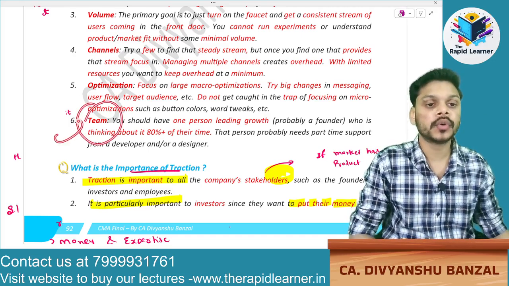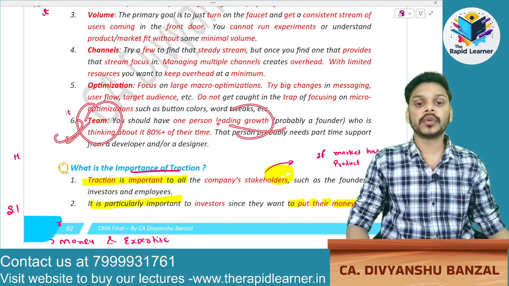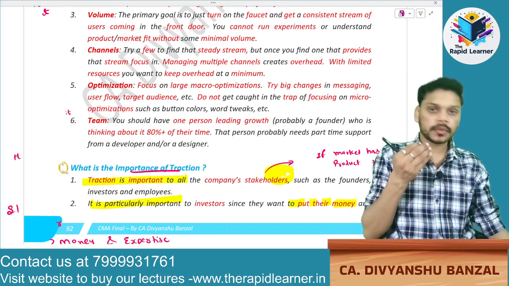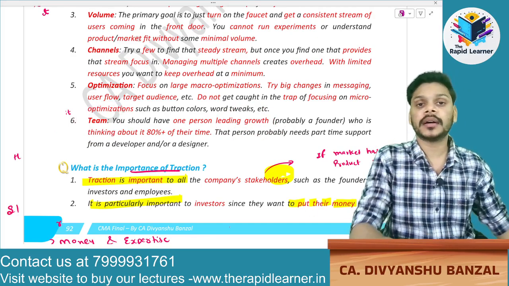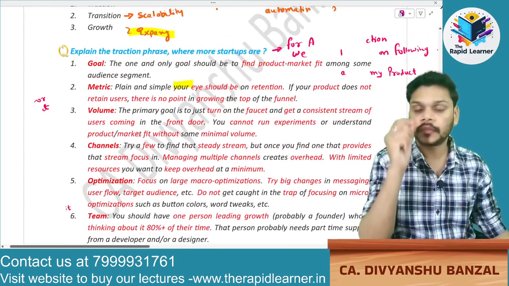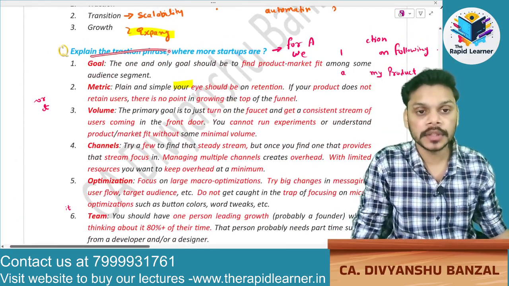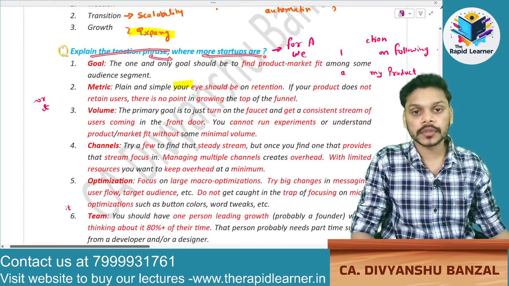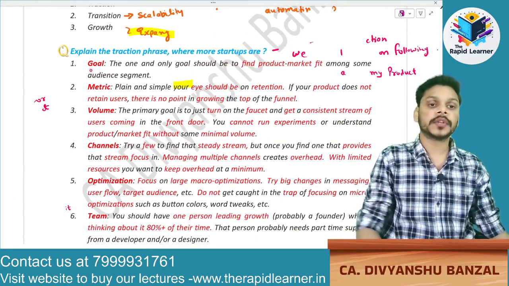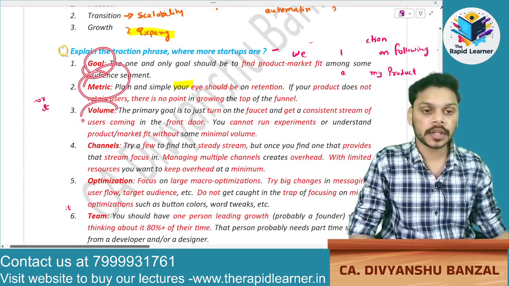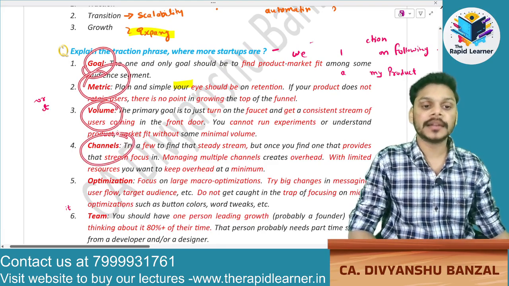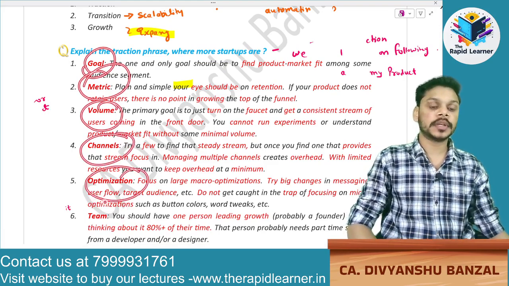Okay. Team. We don't have a skilled team. Okay. We don't have a leader. So to get to the traction phase as soon as possible. So explain the traction phase where most of the startups are stuck. Okay, so first one is goal, second one is matrix, third one is volume, fourth one is channel, fifth one is optimization, and sixth one is team.